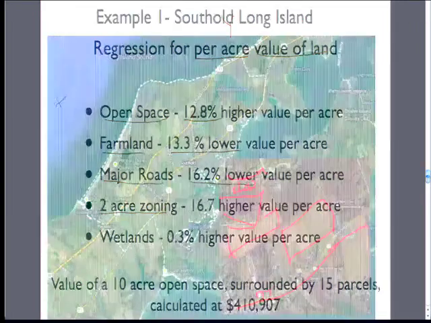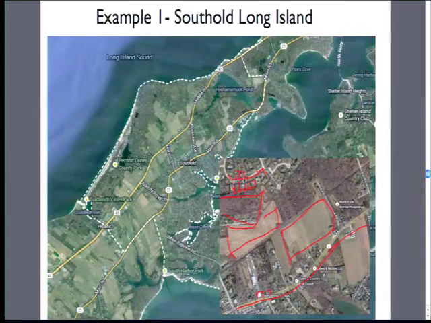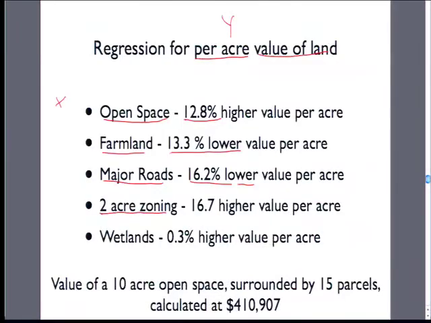This is zoning. So think about how dense houses are. These houses up here, they're packed in there. This is not a 2-acre zoning. If you think about these houses, there's a whole bunch of land around them, multiple acres around each house. So with 2-acre zoning, the spread out land, people want to have a whole bunch of property. If you're in an area where the houses are all spread out, you're going to have a higher property value. And finally, there's wetlands, a very small effect.